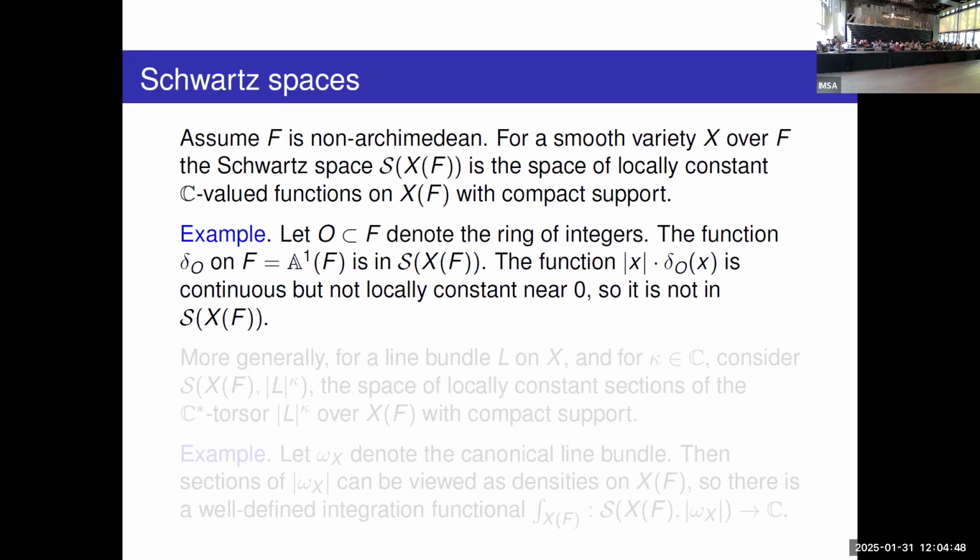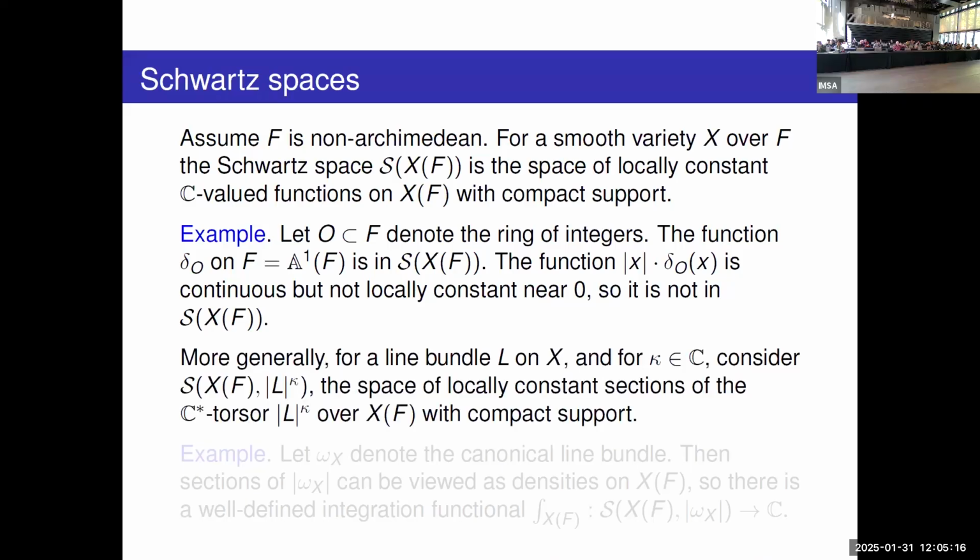If you don't work much with this, here is a quick example. If you consider just the affine line, so just the field itself, the delta function of the integers, which is an open ball of radius 1, is locally constant. But if you multiply it with the absolute value function, it is not going to be locally constant near 0. This is an example of a continuous but not locally constant function. It's not in the Schwartz space.